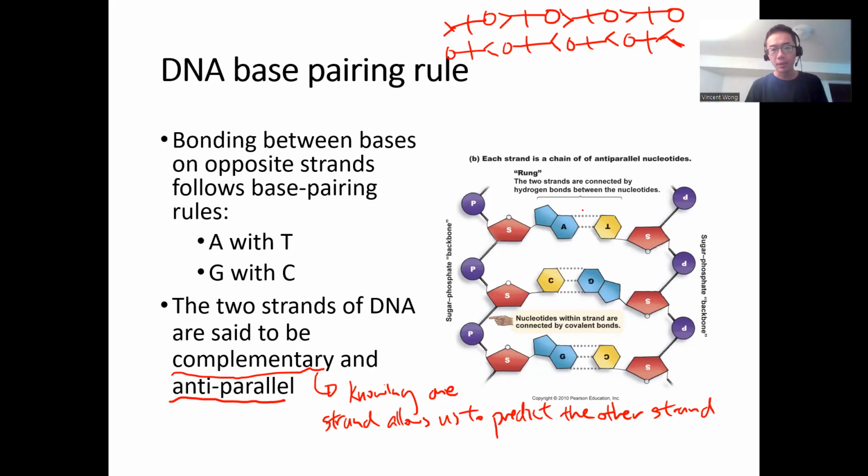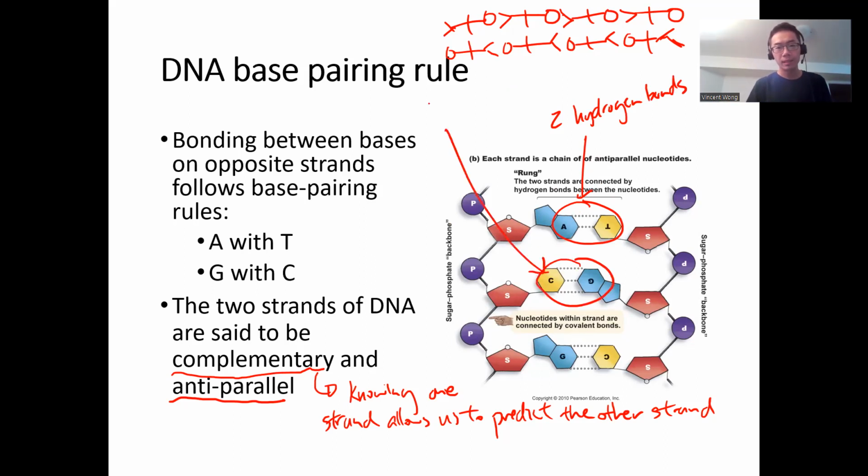So take a look here. The A and the T have 2 hydrogen bonds holding them together. And the C and the G have 3 hydrogen bonds. Which means if you have a strand of DNA that has a lot of C's and G's, it would be tighter together. It's harder to pull them apart compared to a strand that has a lot of A's and T's in it.